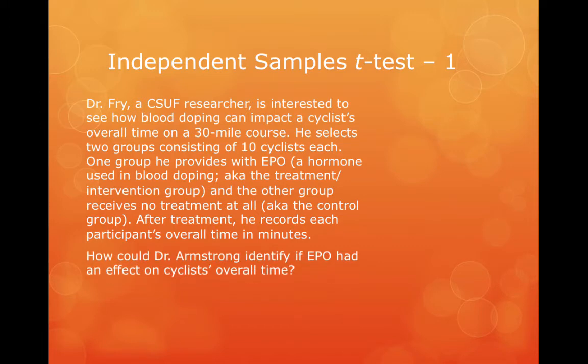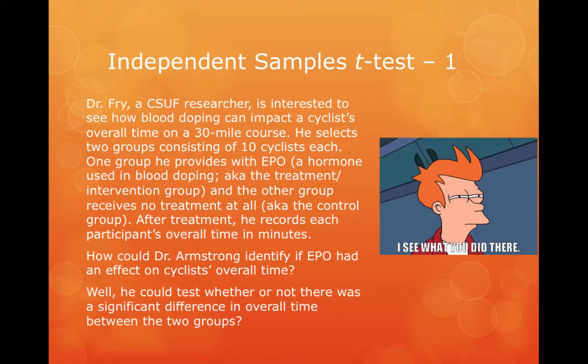So his question is, how could Dr. Armstrong identify if EPO had an effect on cyclists' overall time? Well, he could test whether or not there was a significant difference between the 2 groups in overall time. See what we did there? So this is how we're going to think about independent samples t-test. We're trying to see, is there a difference between 2 different groups?